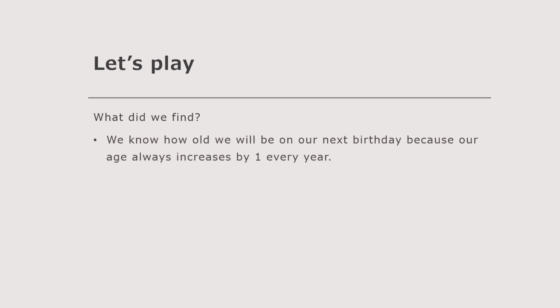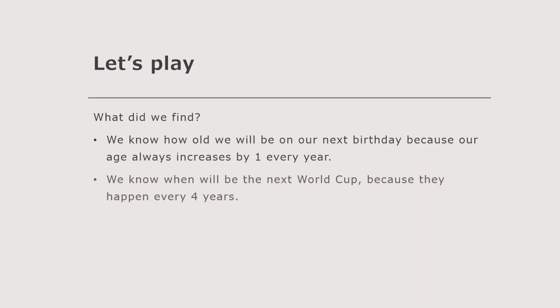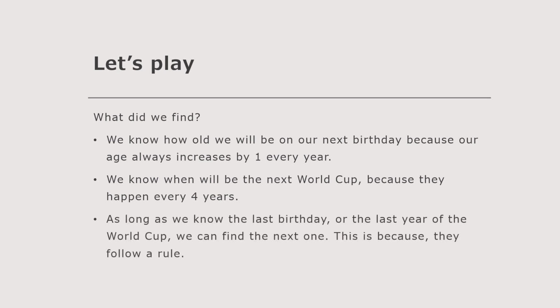So what did we find? We know how old we will be on our next birthday because our age always increases by 1 every year. We know when will be the next World Cup because they happen every 4 years. So, as long as we know the last birthday or the last year of the World Cup, we can always find the next one. We do not have to remember all the years. This is because these numbers follow a rule.